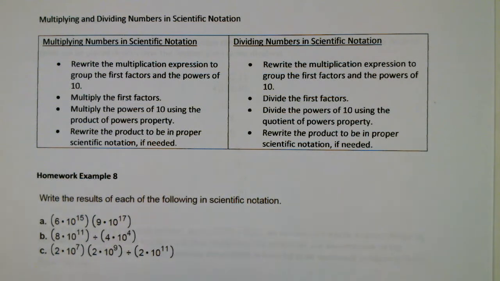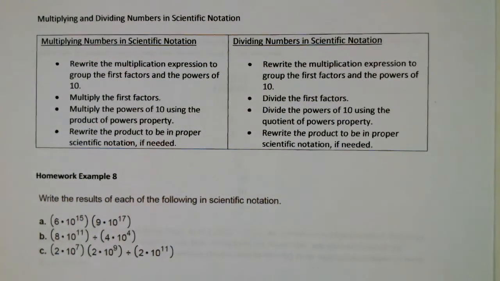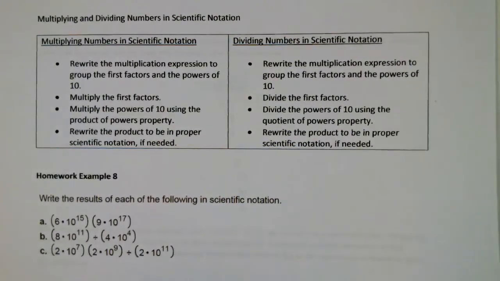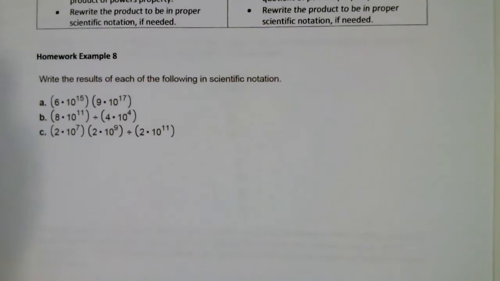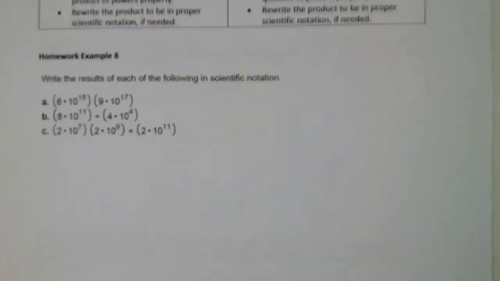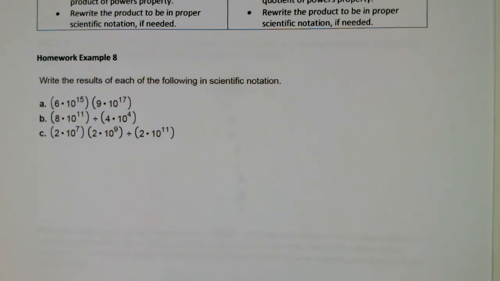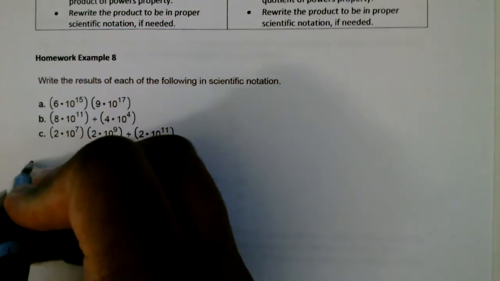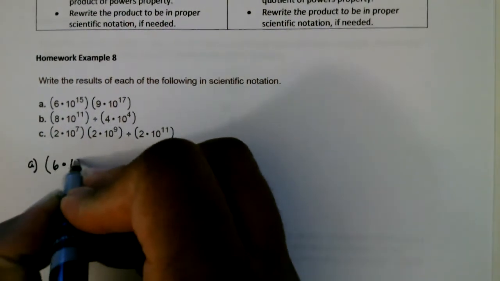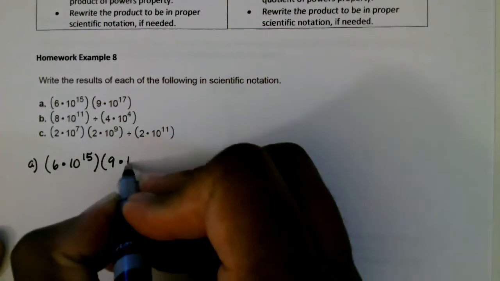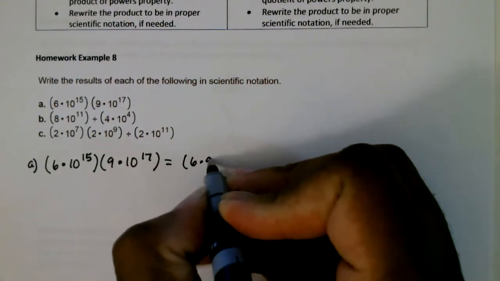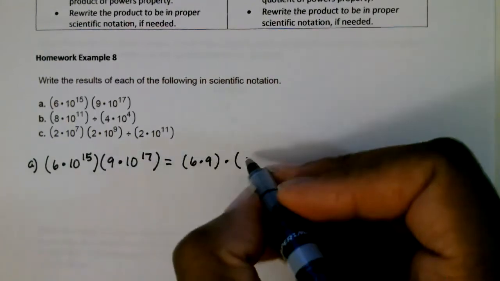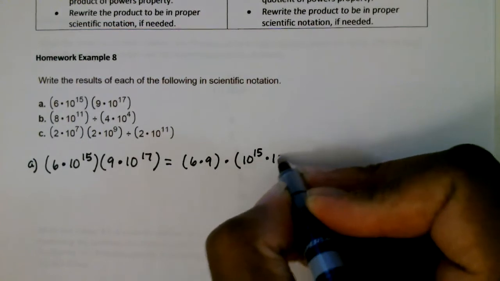All right, so now let's look at these few homework examples that we have here, dealing with multiplying and dividing numbers in scientific notation. In part A, we've got 6 times 10 to the 15th times 9 times 10 to the 17th power. I'm going to write this down here. Here we're going to group the first factors, like 6 and 9, and that's going to be multiplied by grouping the powers of 10: 10 to the 15th times 10 to the 17th.